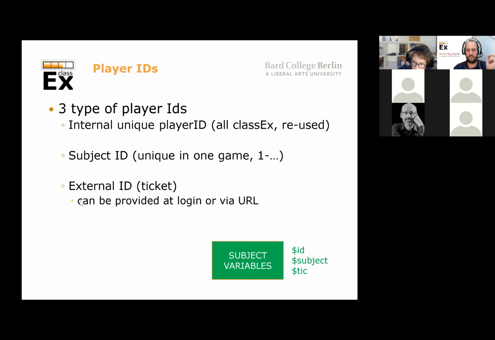It starts from 1, 2, 3, 4, 5, if you need this for some reason. And for research reasons, you also have an external ID that you can provide at login or via the URL that you can add at the end. It's called ticket, so that you can identify a player. For example, if you work with Prolific or Amazon MTurk, then you normally get this little ticket from these service providers. You throw it into Classics, and in the end, you throw it out of Classics when you go back to Prolific or to Amazon MTurk. So if, for example, you want tokens to identify each participant, then you can use these things.